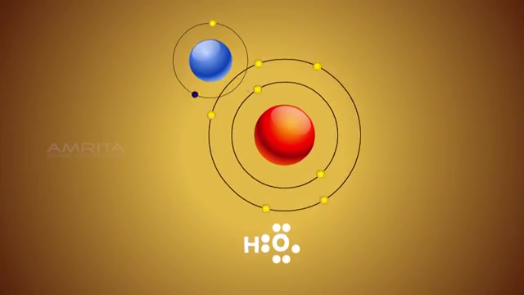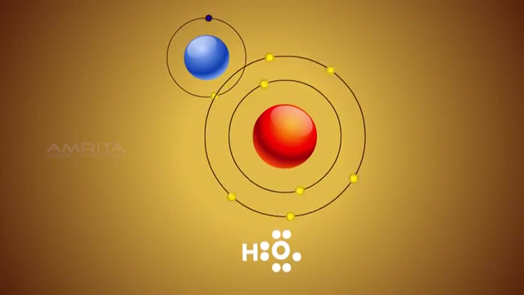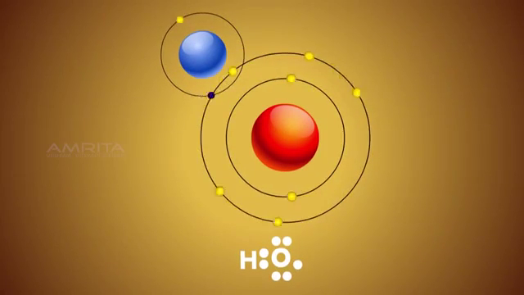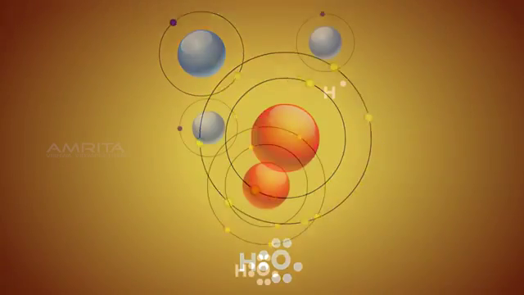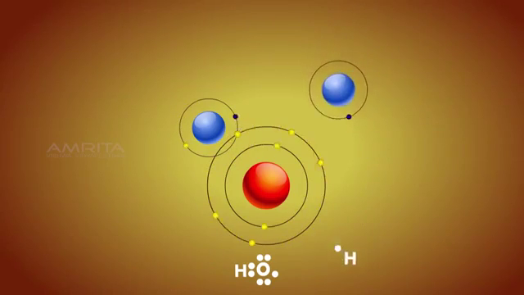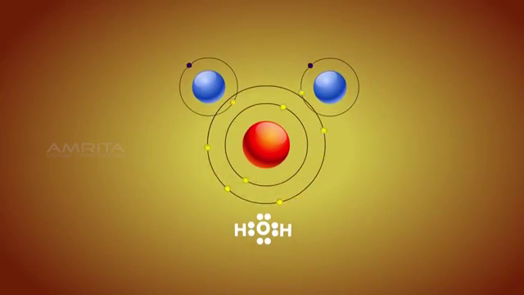atoms. By sharing an electron pair with the oxygen atom, the hydrogen atom completes its first shell and attains a stable noble gas configuration. Oxygen atom now has 7 electrons in its valence shell. By accomplishing its stable octet configuration, the oxygen atom shares an electron with another hydrogen atom and forms a water molecule.